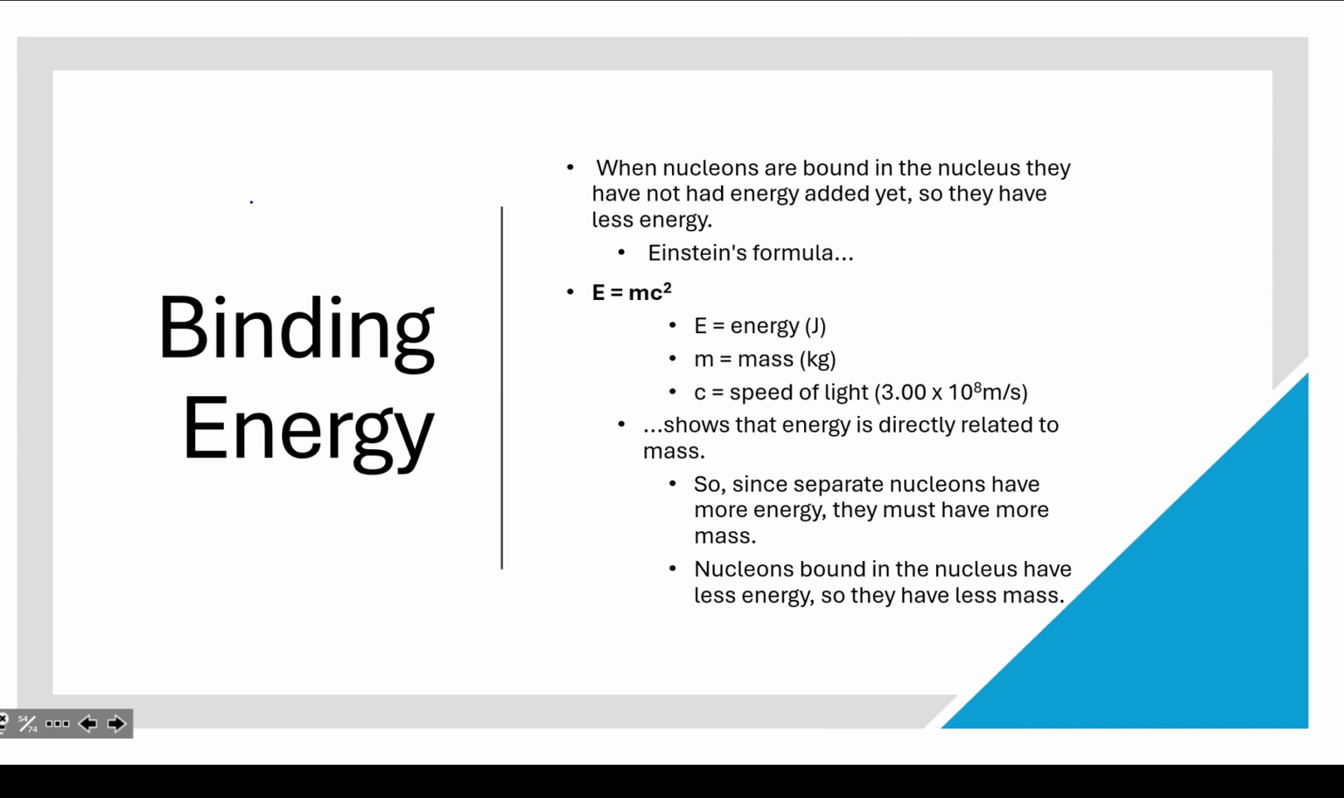And we're going to use the formula E equals mc squared, or more accurately, E equals delta m c squared. So we're going to show that the energy is directly related to the mass. Since the separate nucleons have more energy, they must have more mass. And bound nucleons have less energy, so they have less mass. That difference is going to be called the mass defect.